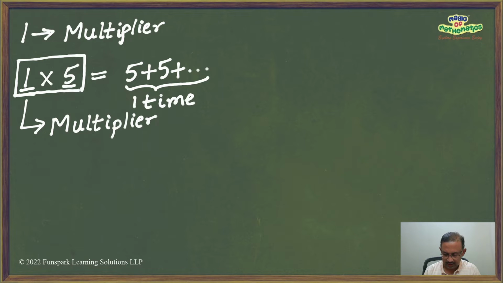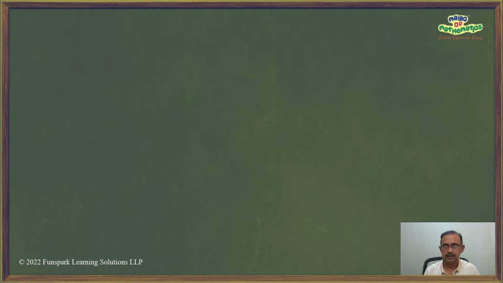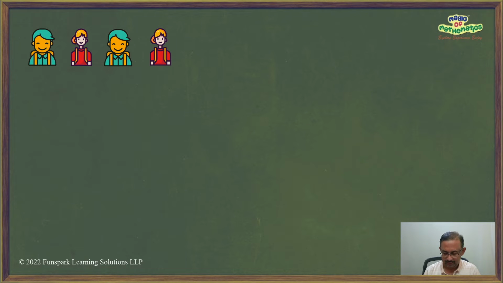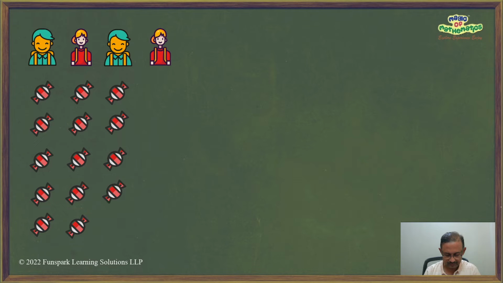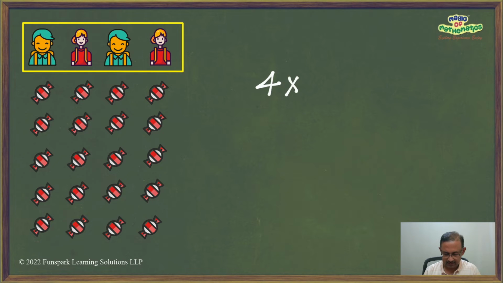Let us say I go to a classroom expecting to meet some children and carry some candies with me. I want to distribute 5 candies to each child. Say I meet 4 children and I give 5 candies to each child. The number of candies that I would end up using would be 4, which is the number of children, times 5, which is the number of candies that each child gets.